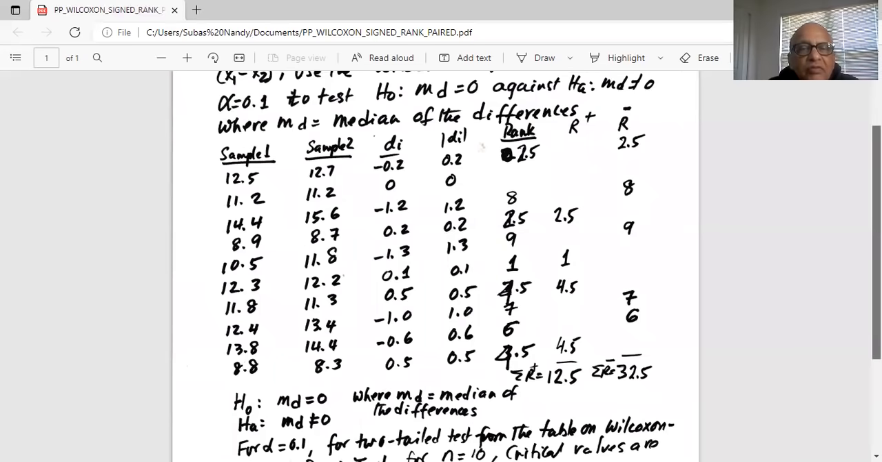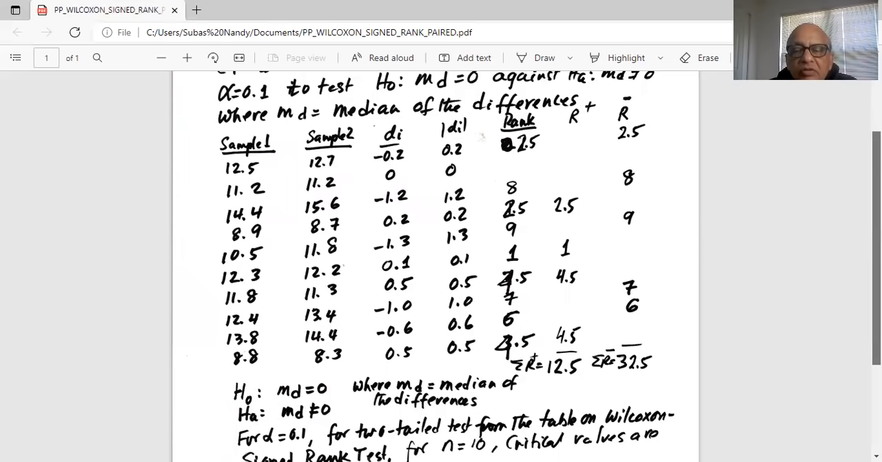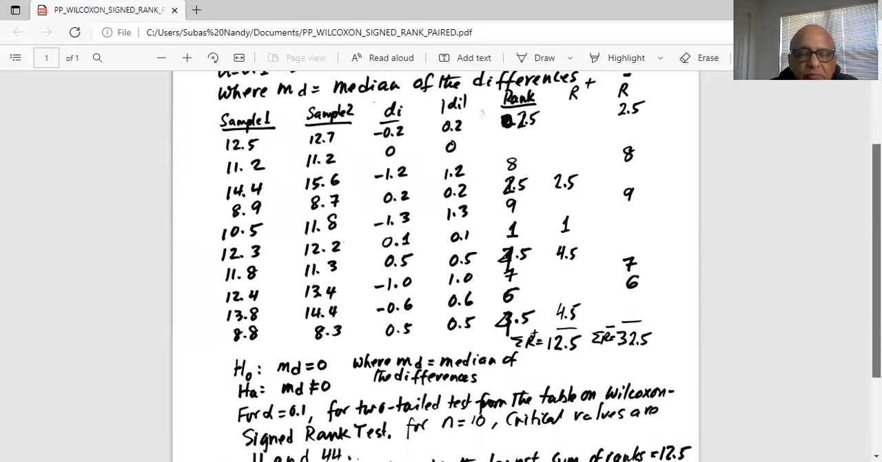The first negative difference is minus 0.2 and its rank is 2.5. The next negative difference is minus 1.2 and its rank is 8. So these ranks, 2.5 and 8, are placed in the R minus column. Now we sum up the ranks for the R plus column, which is 12.5, and sum up the ranks for the R minus column, it is 32.5.